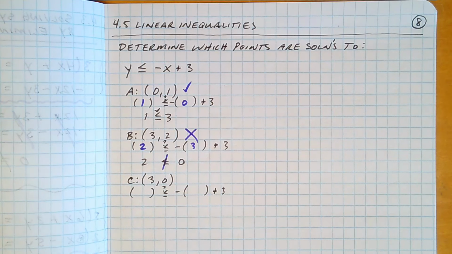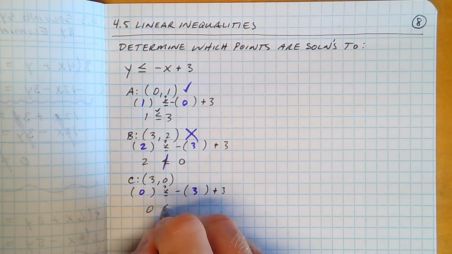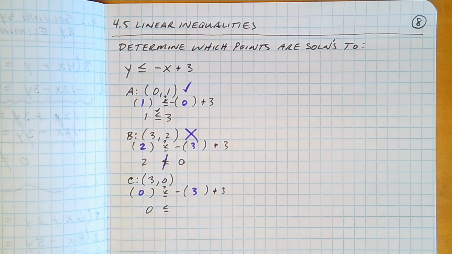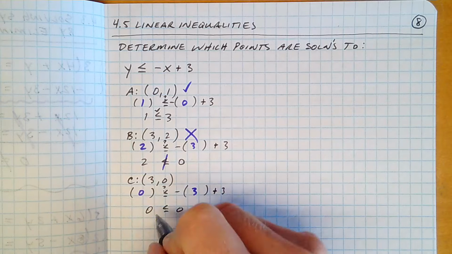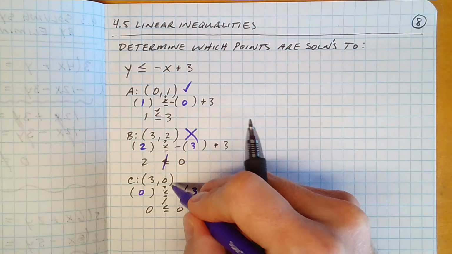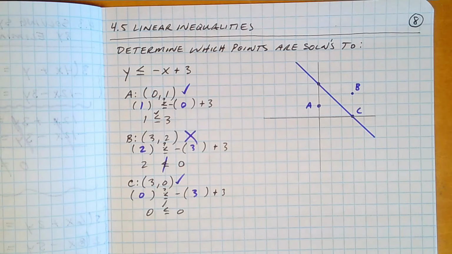Then next, I'm going to plug in 3, 0, so 0 for my y, 3 for my x. I would get 0. Is that less than or equal to negative 3 plus 3? That's 0 again. And that's just barely true. 0 is actually equal to 0. Since I have this line underneath, this is in fact true. So A and C are solutions, B is not. Finish writing that down, please.